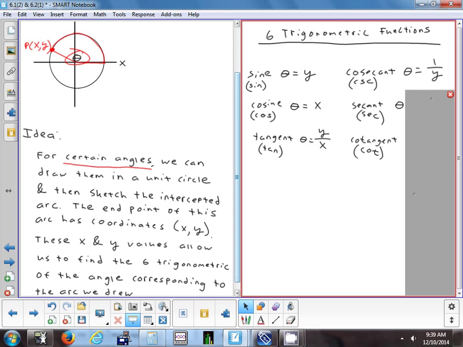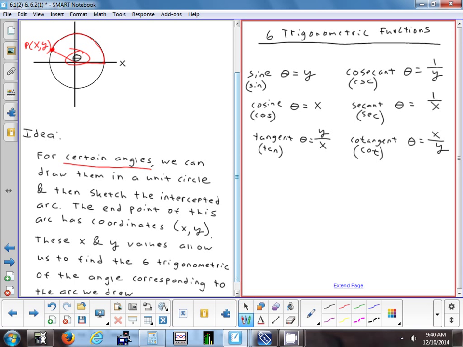So based on that idea, what do you think the formula for secant is going to be? Look at what's across from it in the same row. Yep, 1 over x. And the formula for cotangent, we're going to follow the same pattern. Flip the tangent, and you get x over y. So those are the 6 formulas that you need to know for unit circle trig.